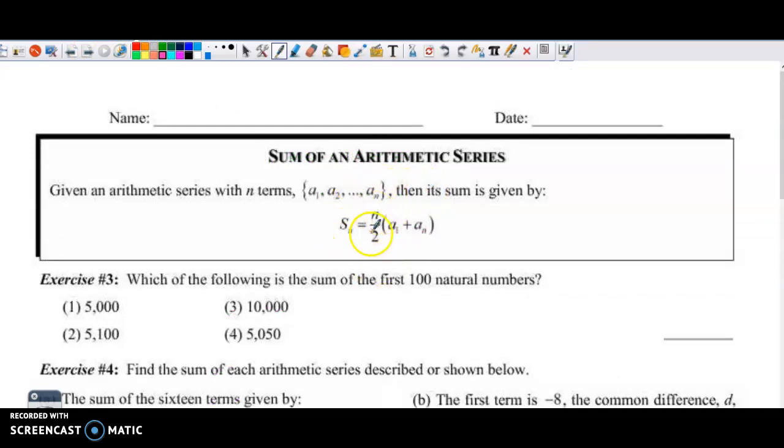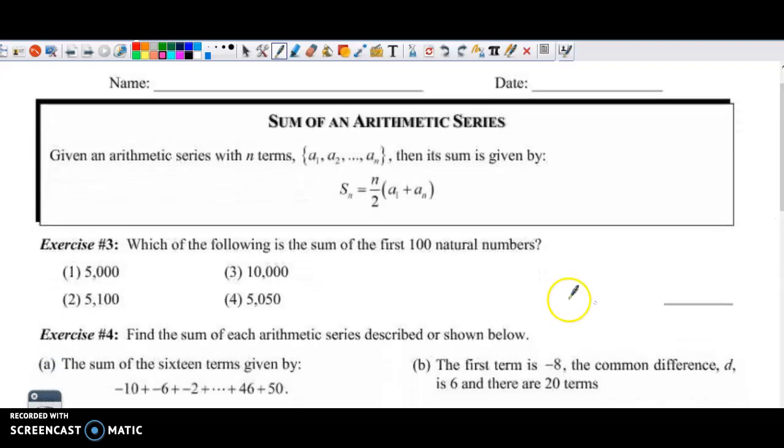Now, if you missed any of that, it's already on your piece of paper. Hopefully this is readable for you, where you have n divided by 2 times the quantity of the first term plus the last term. And just like when I talked about the series notation, you can replace these with different values. Let's stick with this formula. This formula makes the most sense, though.